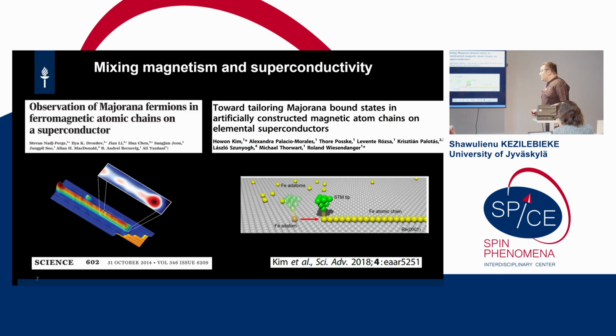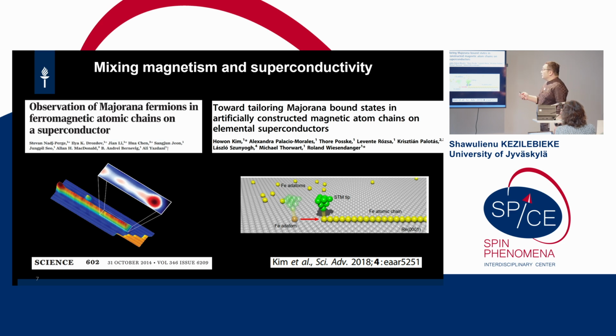So people have been trying this on various different systems. For example, one of the first examples is by doing this with self-assembled iron chains on a lead surface. And what they observed at the end of the chain are localized states, which at the time were a signature of Majorana fermions. Later, people also tried more controlled measurements by positioning the atoms in atomically perfect chains, and over there they also claim to observe the end states too.